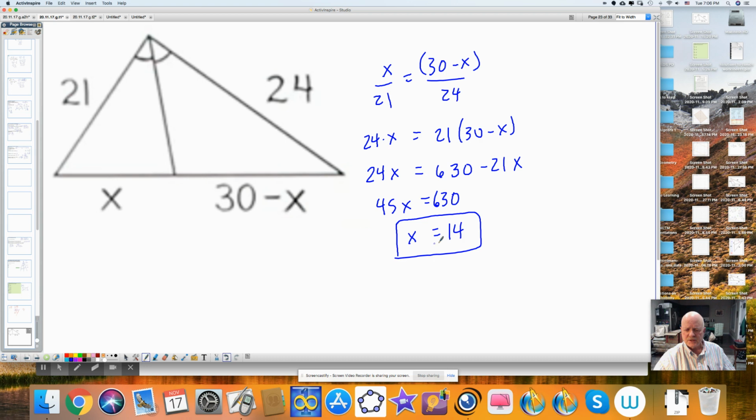If this was what I was asking for, that would be the end of it. If I asked for this side, I would have to plug it in. So I could say this side is 16 and this side is 14.